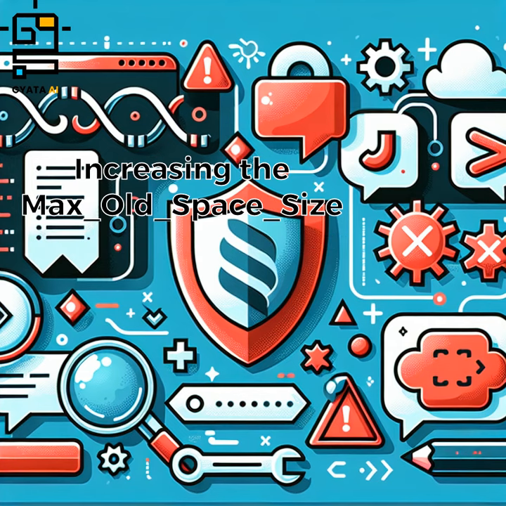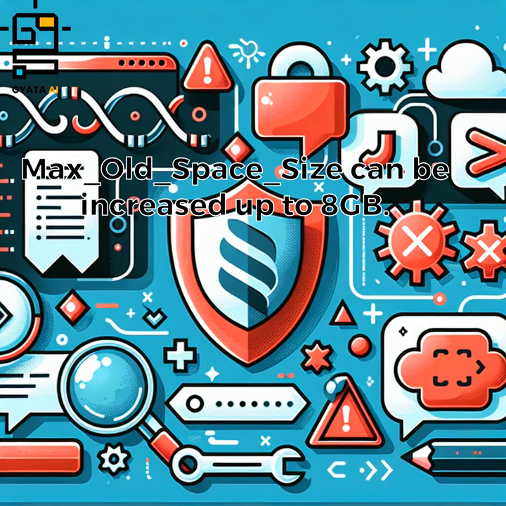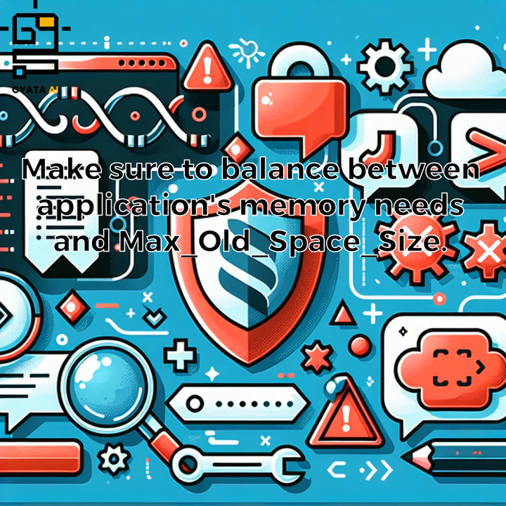To increase the max old space size, open the Node.js configuration file and increase the parameter. Max old space size can be increased up to 8 gigabytes. Make sure to balance between the application's memory needs and the max old space size.